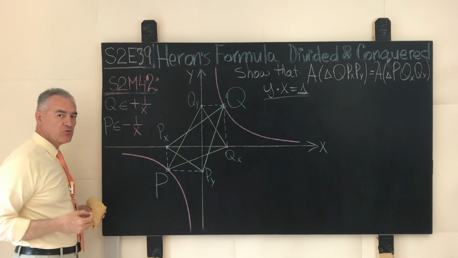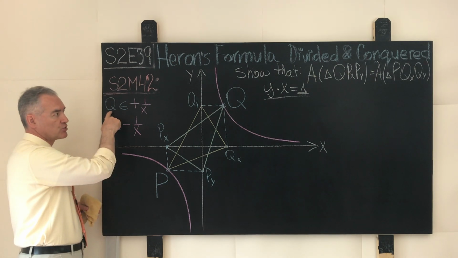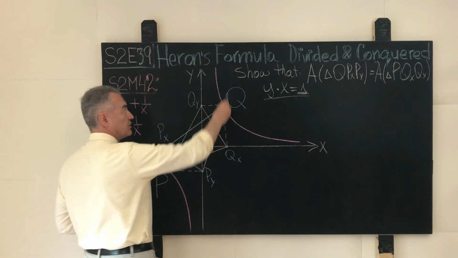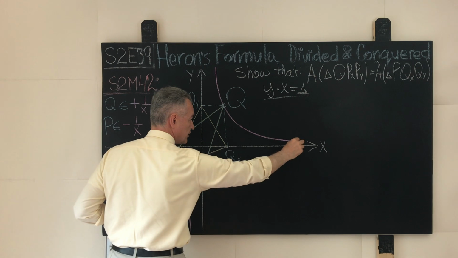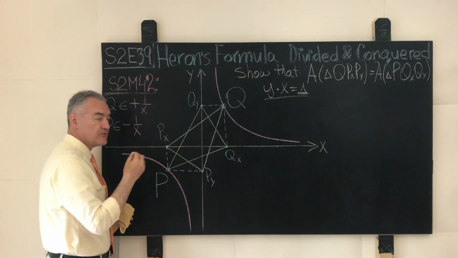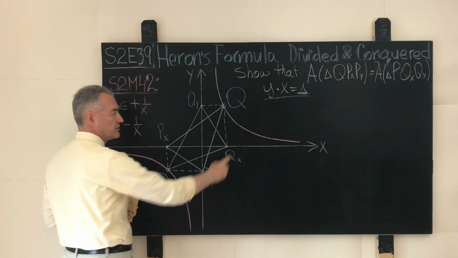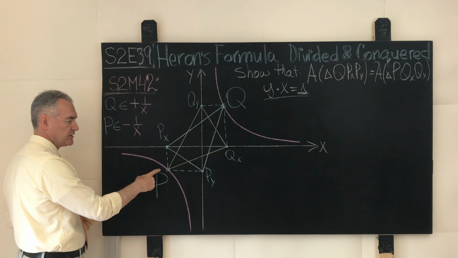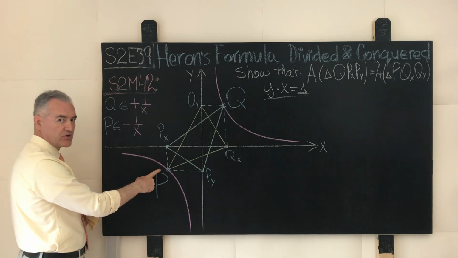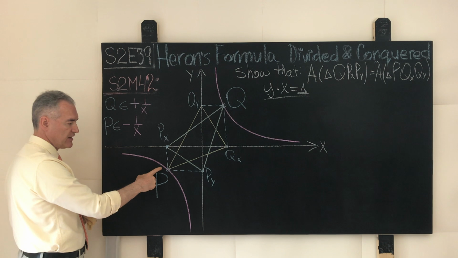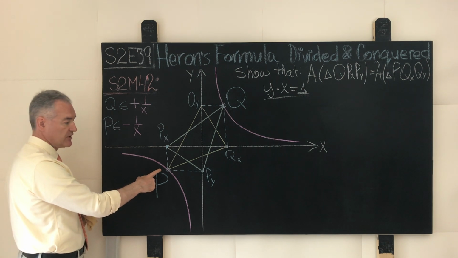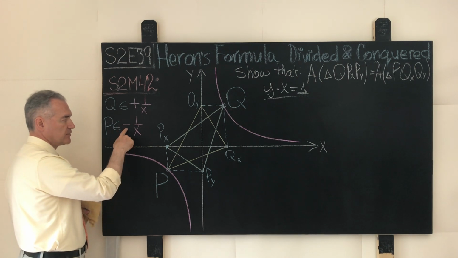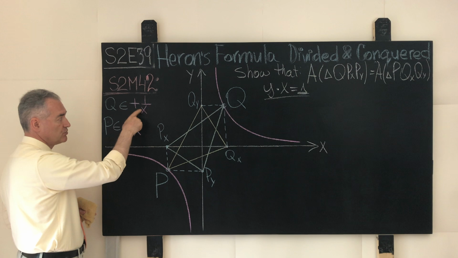But in this problem, we're told that the point Q belongs to the, let's say, positive branch of the graph of the unit hyperbola. I showed it over here. That branch of the graph of the unit hyperbola is located in the first quadrant. And we're told that the point P is located on the negative branch of the graph of the unit hyperbola. That branch of the graph of that function is located in the third quadrant. I, in some sense, abuse the notation over here, but you understand.